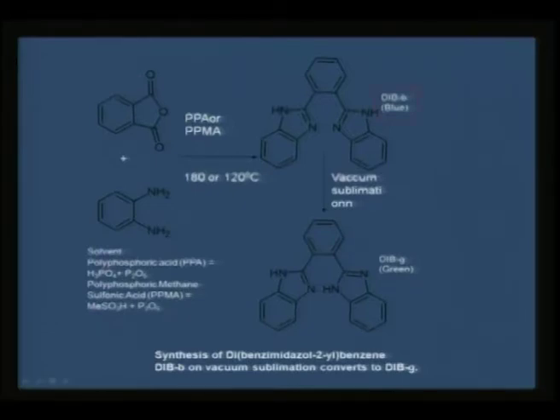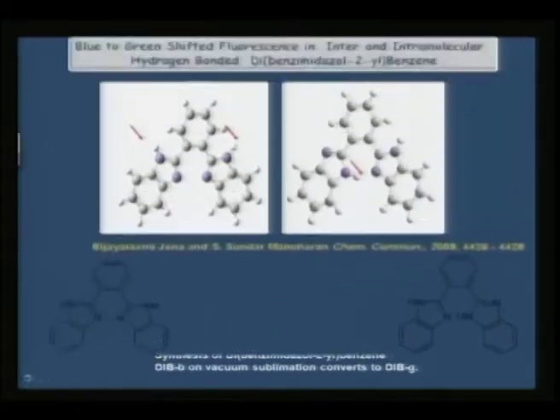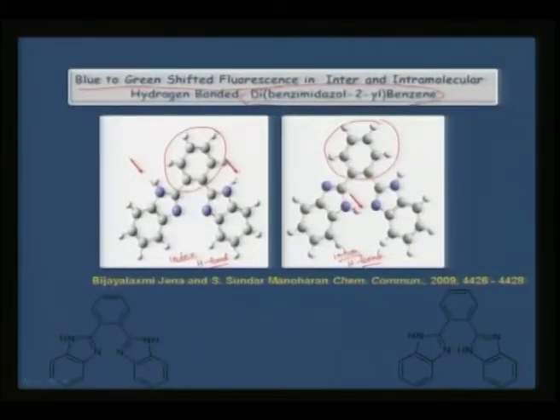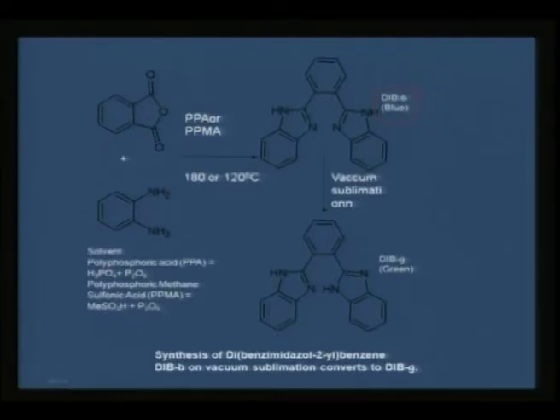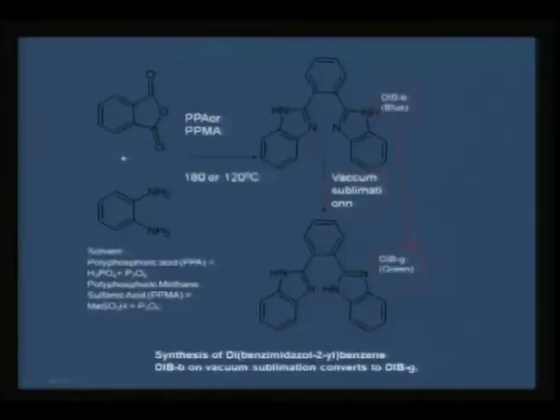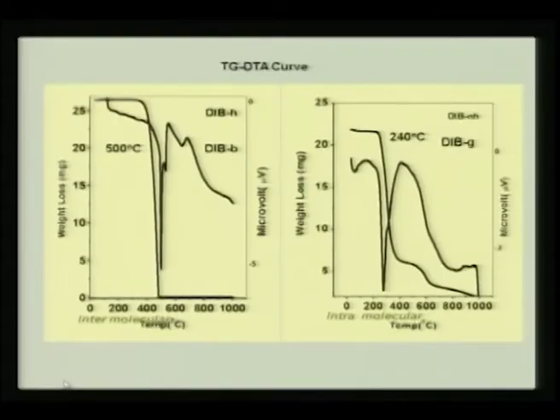Now, if you take the synthesis part, as you synthesize this molecule, one would end up with DIB, that is dibenzimidazolyl benzene, and this compound we mark B because it gives blue color. Now, if you try to vacuum sublimate this blue colored compound, on vacuum sublimation you get a compound which is showing green in color. So, this is a simple sublimation process, but during sublimation a blue color compound goes to a green color compound, which is of interest to us, and we can try to see what really happens.